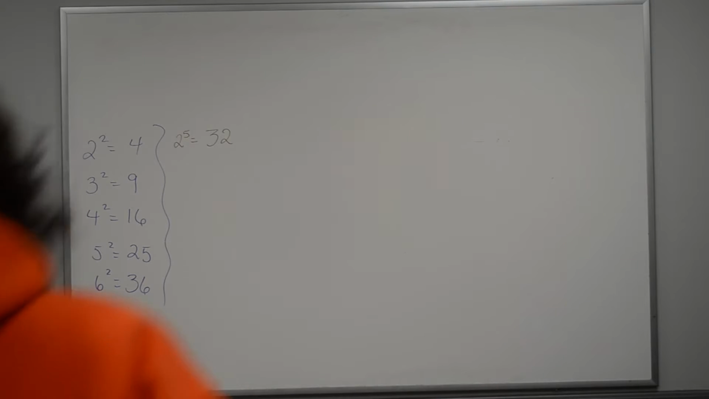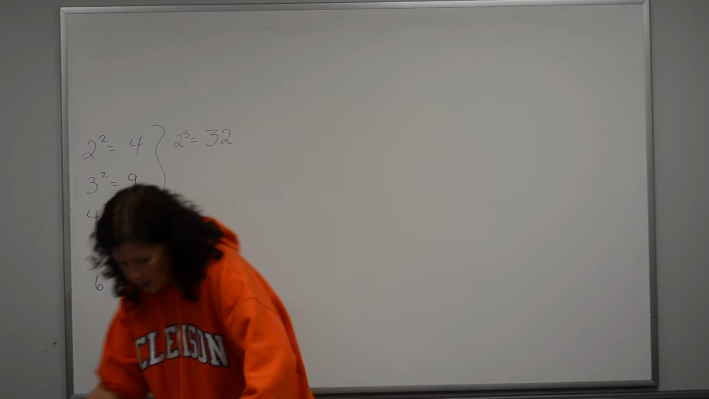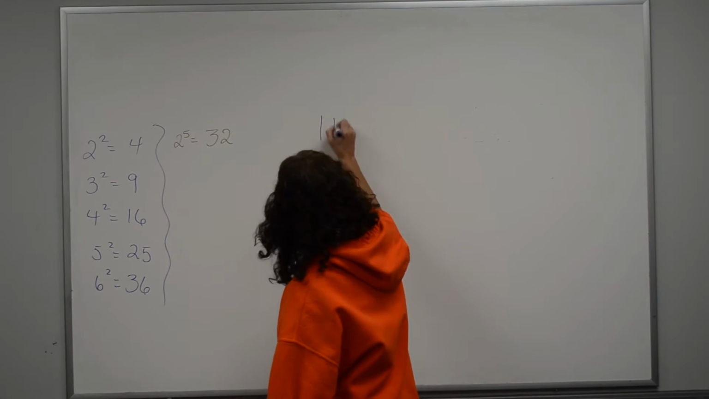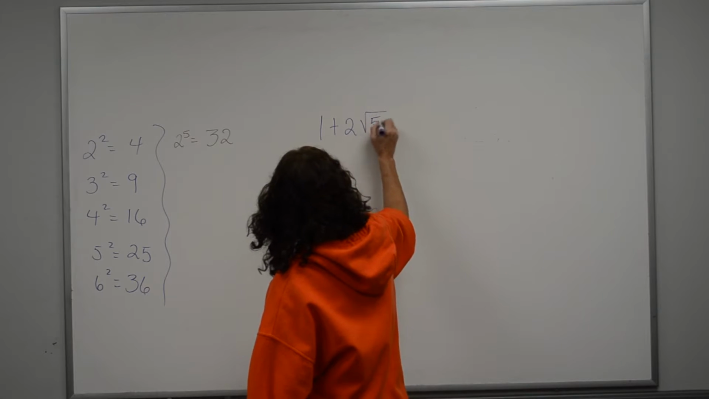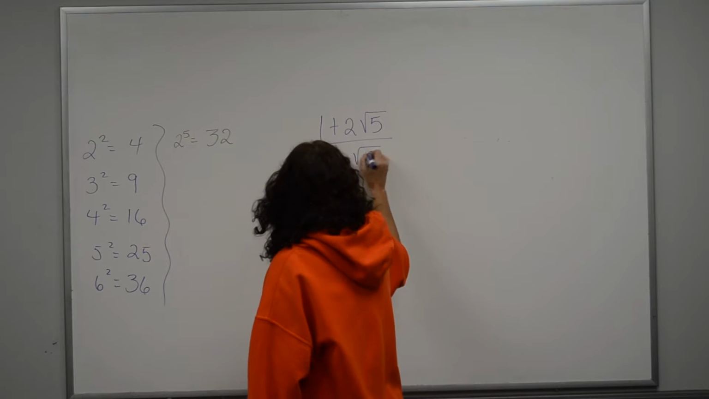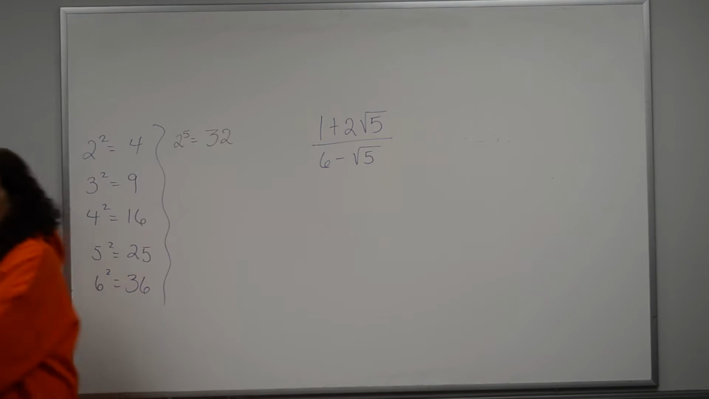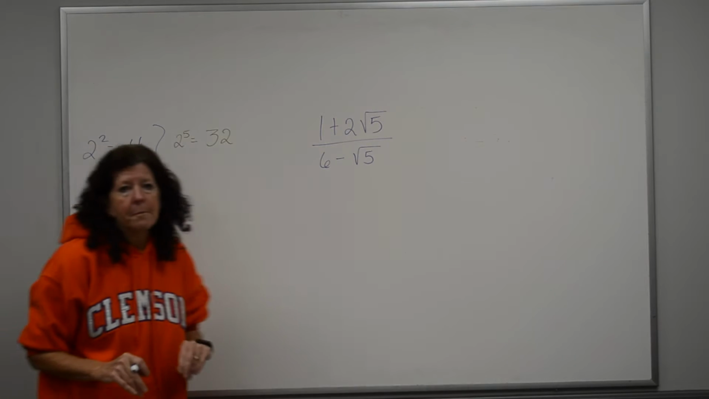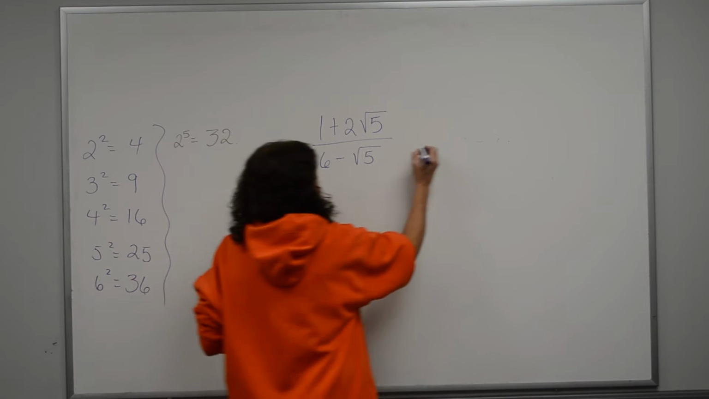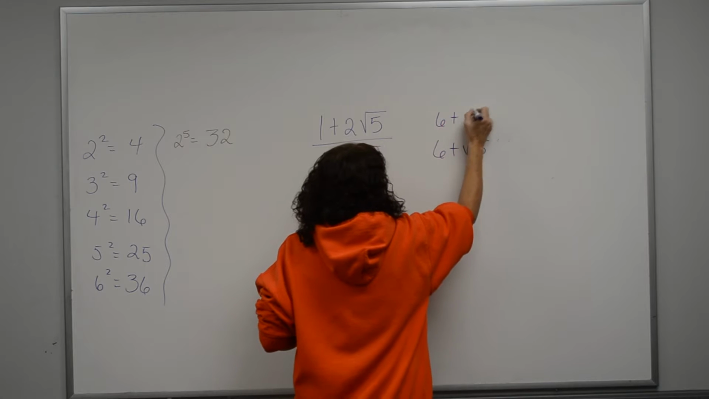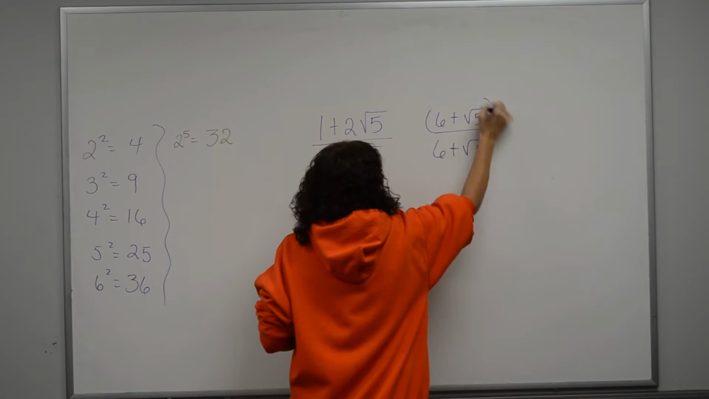Okay, let's do another one of those. What am I going to multiply that by? And this is actually called rationalizing the denominator. What am I going to multiply it by? 6 plus the square root of 5, top and bottom. Okay.